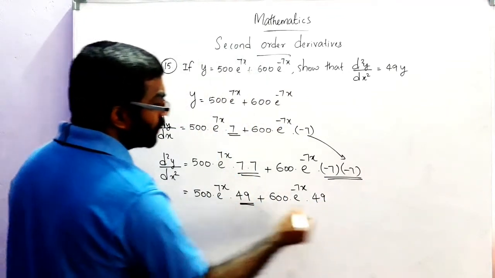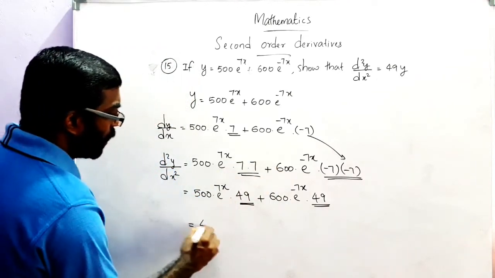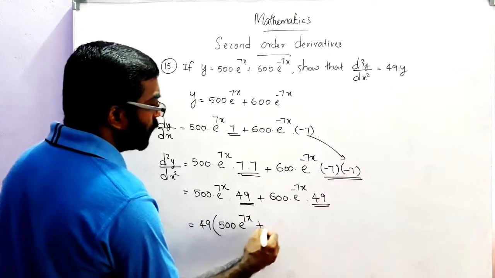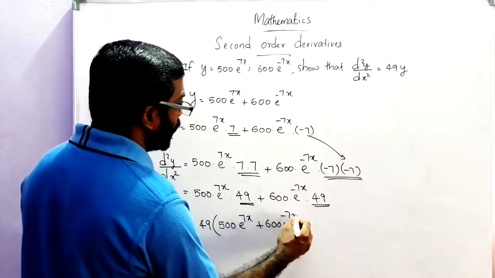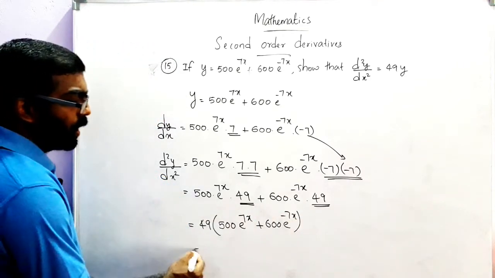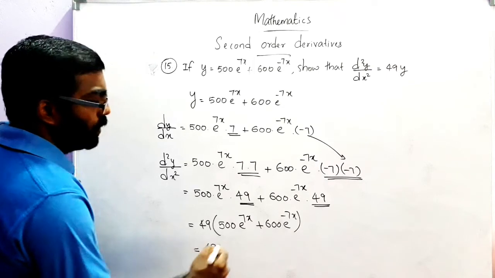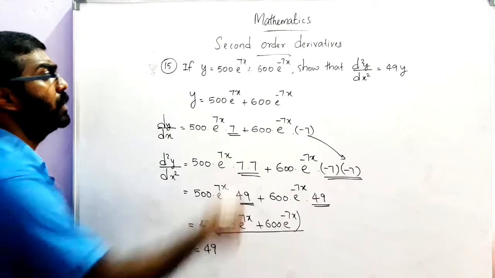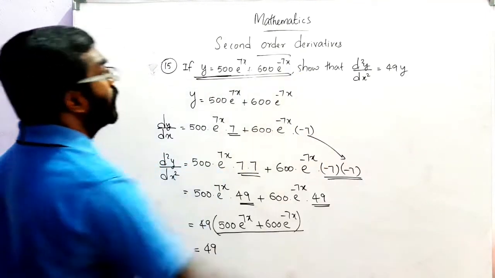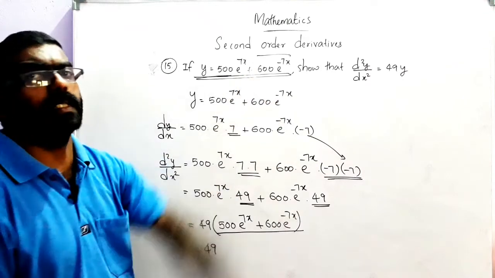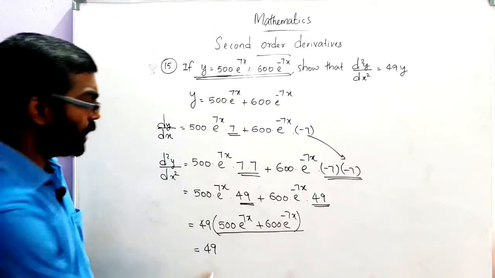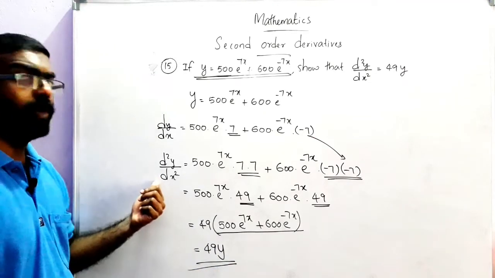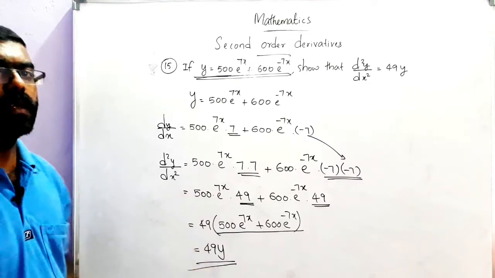So here 49 is common in both the terms, that we can take it out. So 49 into (500 e^(7x) + 600 e^(-7x)). Clear? Which is equal to 49 into (500 e^(7x) + 600 e^(-7x)), and it is y. Here y is equal to 500 e^(7x) + 600 e^(-7x), that we can replace. So which is equal to 49y. That means d²y/dx² is equal to 49y. Understood?